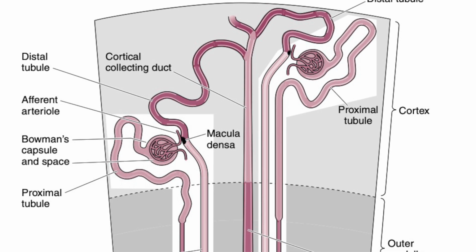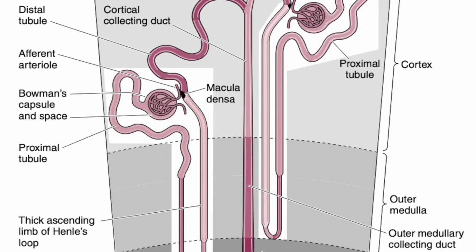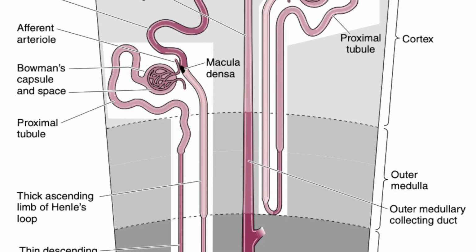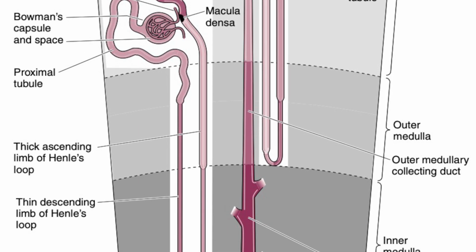The vessels of the venous system run parallel to the arterial vessels and progressively form the interlobular vein, arcuate vein, interlobar vein, and renal vein, which courses beside the ureter.